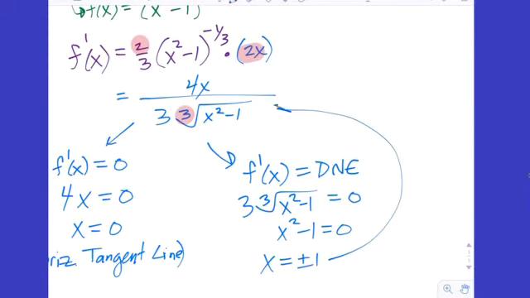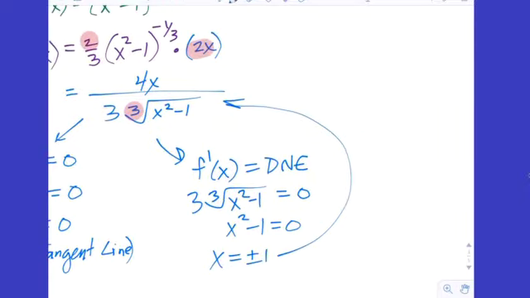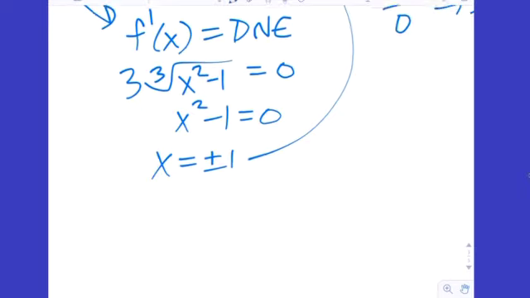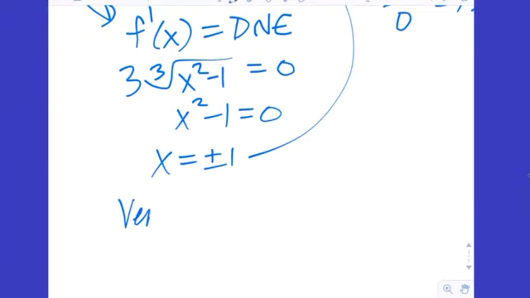Vertical. How do we know they're vertical? They make the denominator 0, and what do they do in the numerator? Something other than 0. Good. Remember, non-zero over 0 is some type of infinity. And because we're talking about f prime, you're talking about slopes being infinite. These are going to be vertical tangent lines.